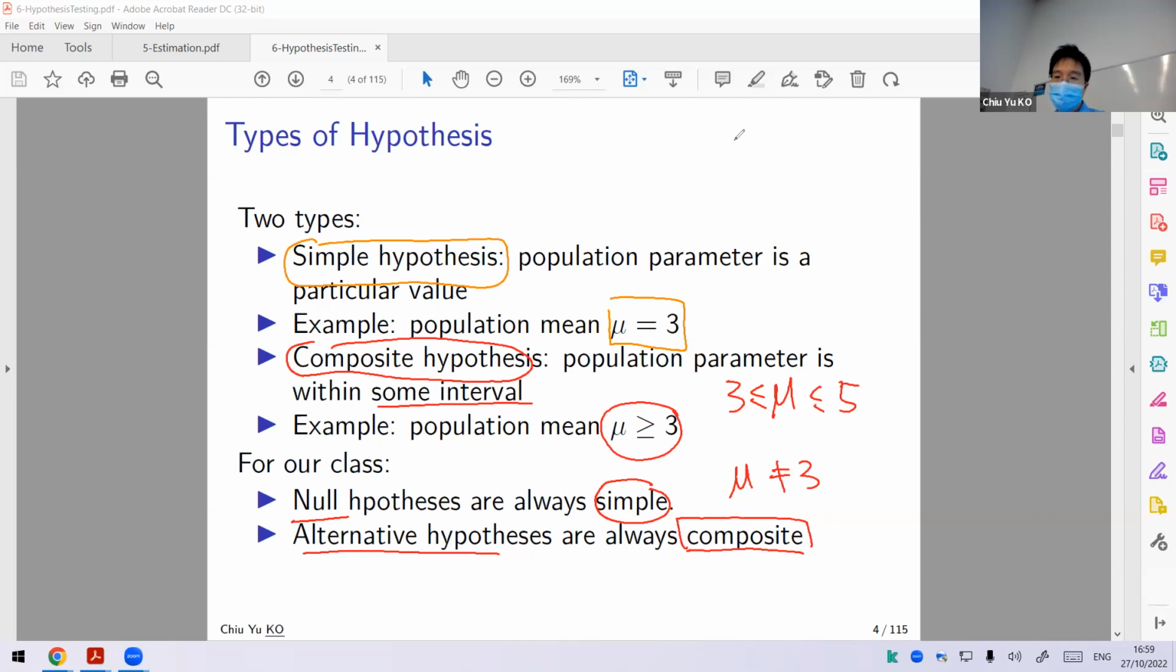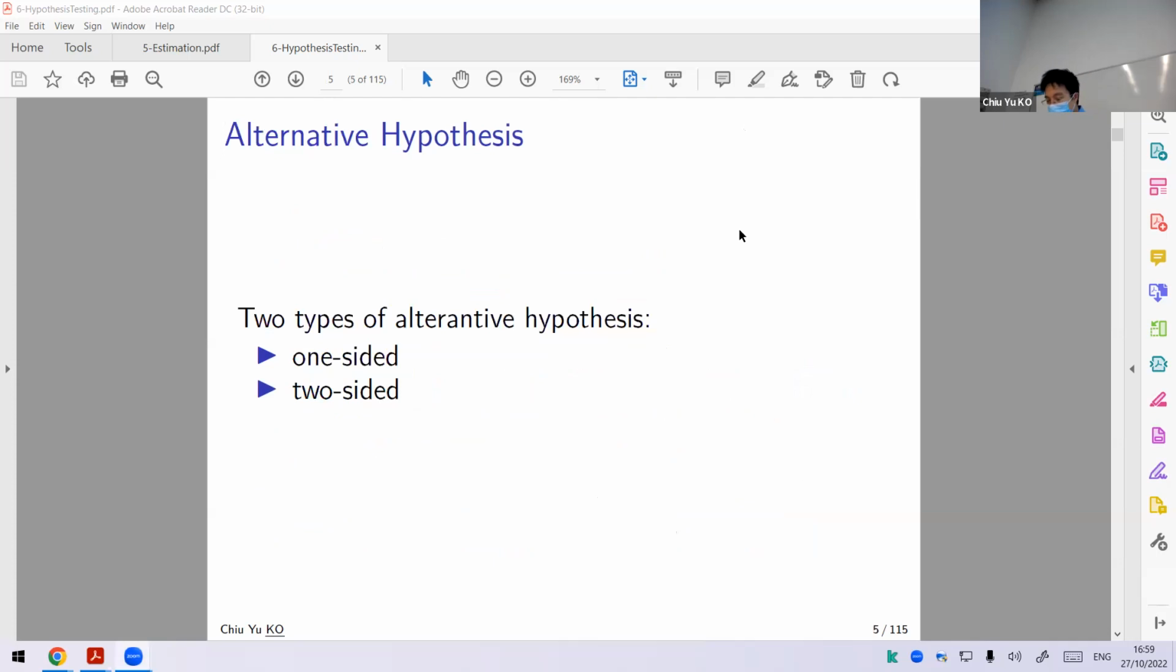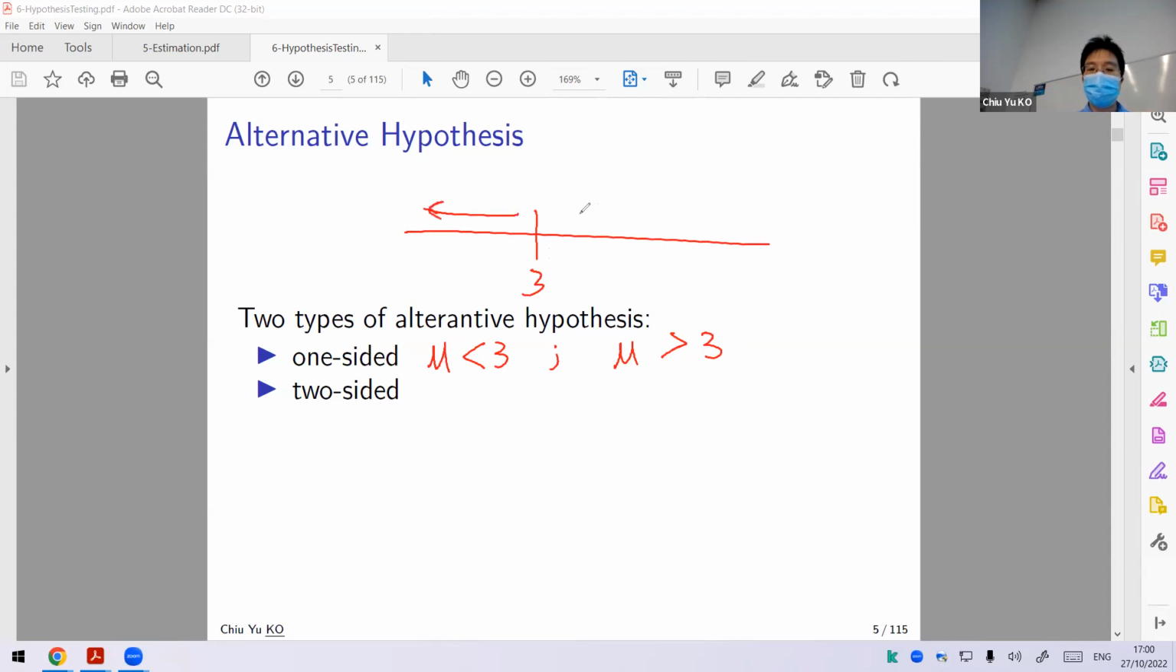So here we talk about a hypothesis, and sometimes you will see a further distinction, which we call one-sided or two-sided. When we talk about, say, mu is less than 3, or mu is more than 3, that is called one-sided. Because it's just one side, like a line there, right? One side means you go right or you go left, right?